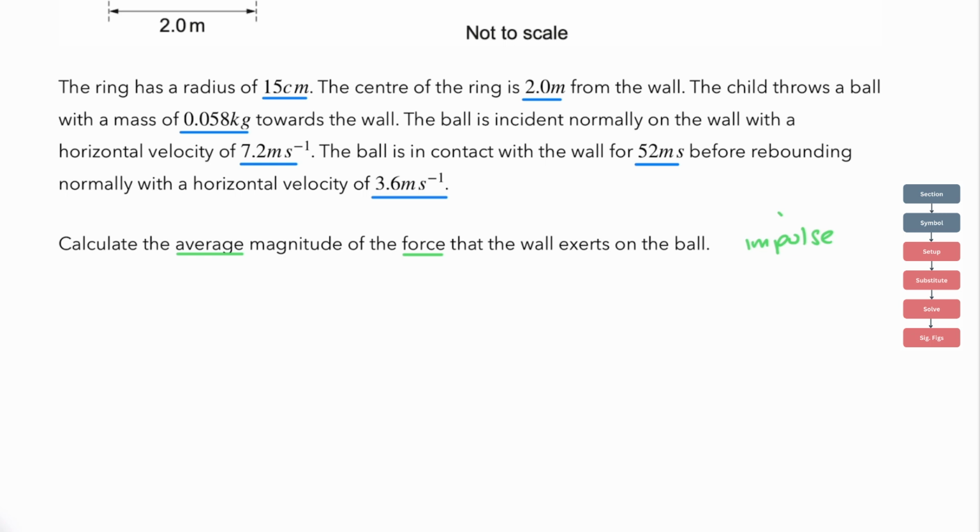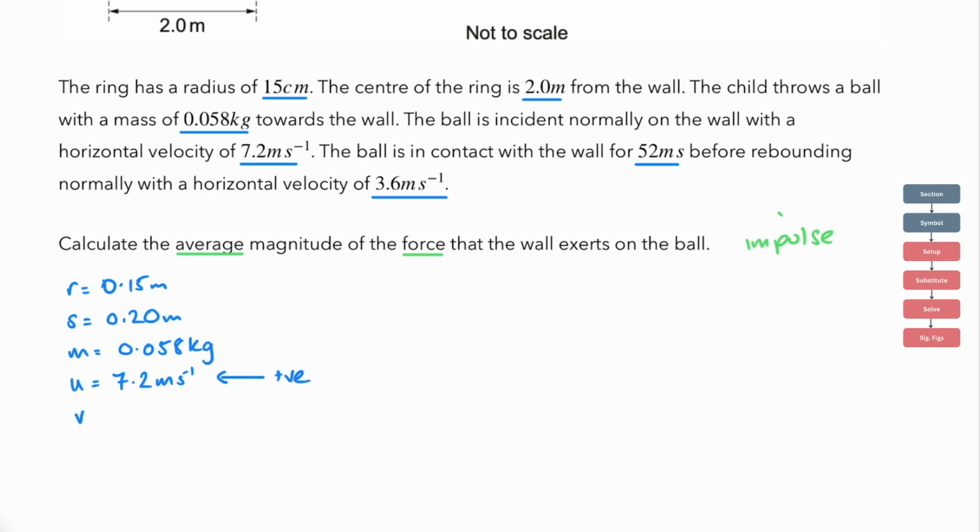The next step of the Solve Smart method is symbol. So write all the data down on the left-hand side with the associated symbol. The radius, distance from the wall, mass of the ball, the initial speed of the ball as it hits the wall. And this is an interesting point for vector motion. Momentum is a vector, so we want to choose a direction as positive. So let's say anything that goes to the left is positive. So we're going to say the initial velocity of the ball is positive.